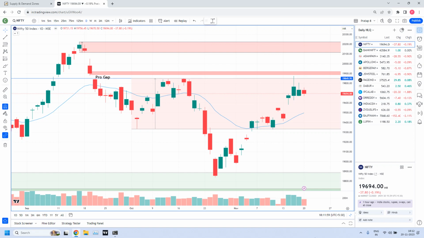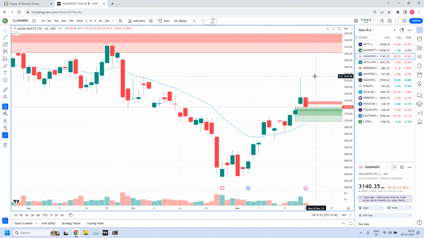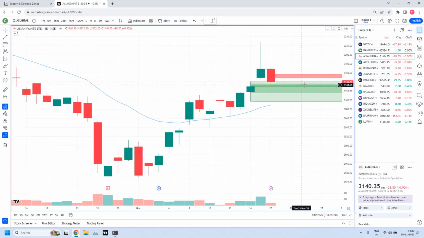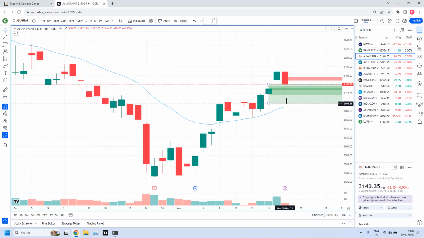Before generating the demand and supply zones, let us quickly evaluate the performance of high liquidity zones posted on Friday, and also we will evaluate a few stocks posted on Thursday. So the first one is Asian Paints. We have a high liquidity demand zone, and today prices entered into this demand zone.